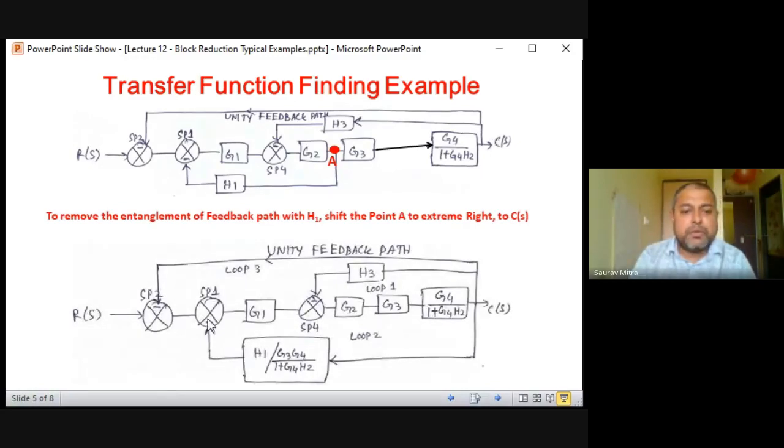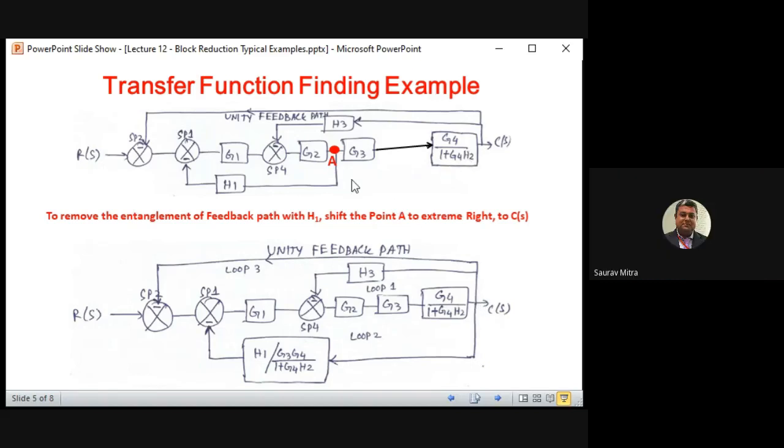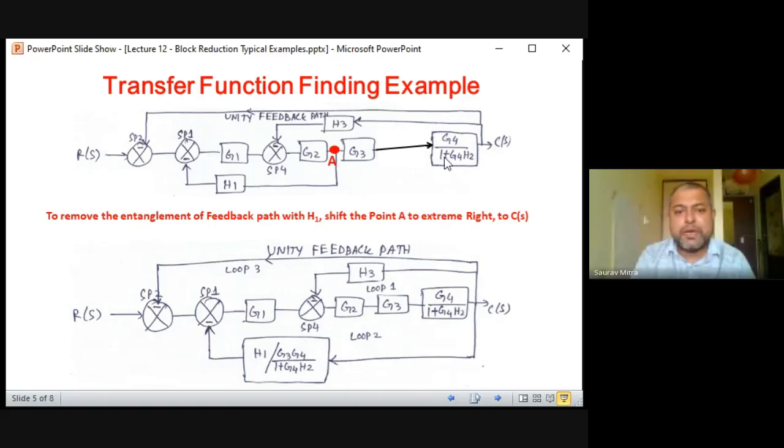So sp2 is first, sp1 is next, and g1 is here. After g1 it is sp4, and then g2, then g3, then h3. All the things are there, and this point A has been shifted after g4 by 1 plus g4 h2 block. Whatever gain is there, you are shifting it after that. So what is the gain in this path?